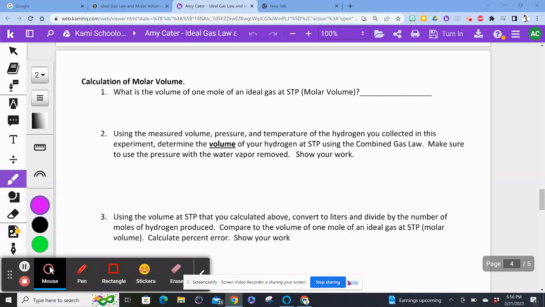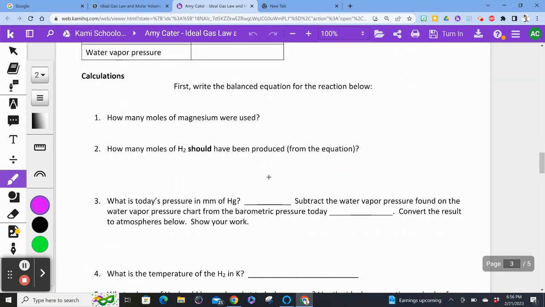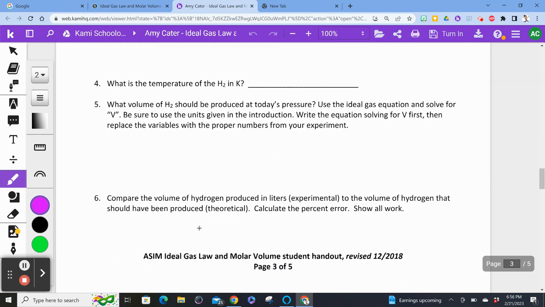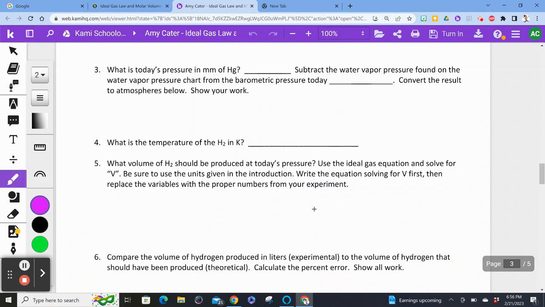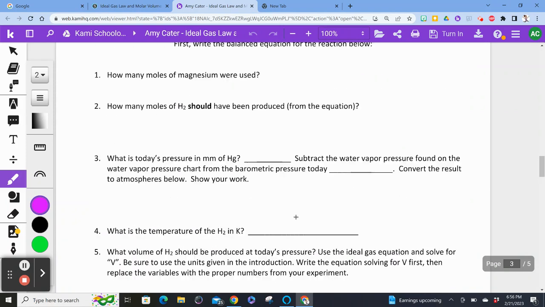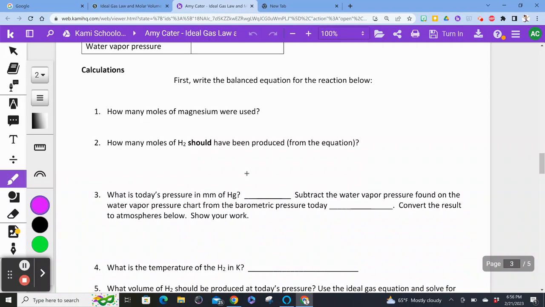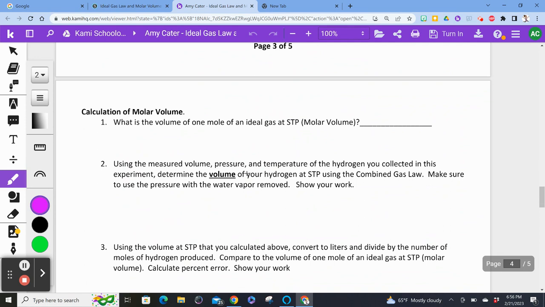Okay, I am making this little video just to go over the calculating molar volume portion of today's lab activity. So we already talked about the calculations, and on number 6, you just need to compare your experimental value, which is what you determined here in number 5, with your theoretical value, which is what we determined up here in number 2.